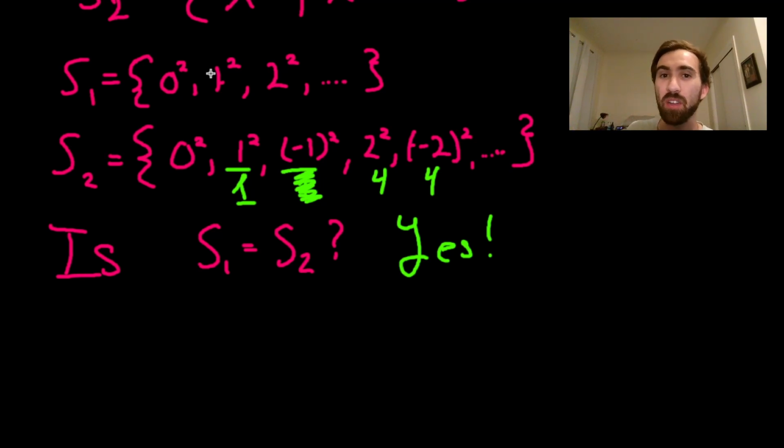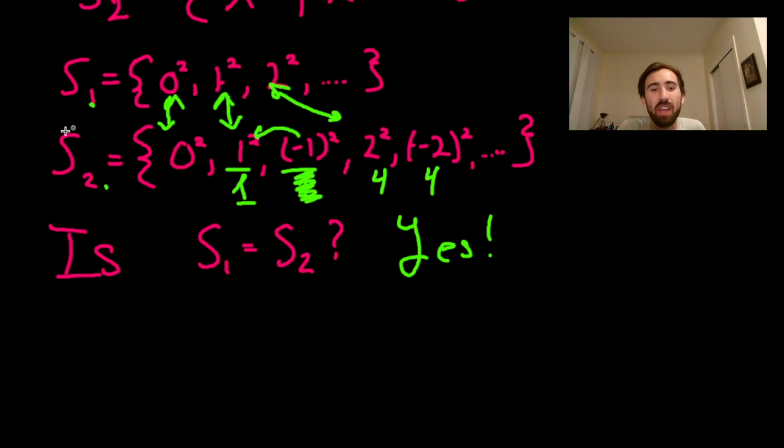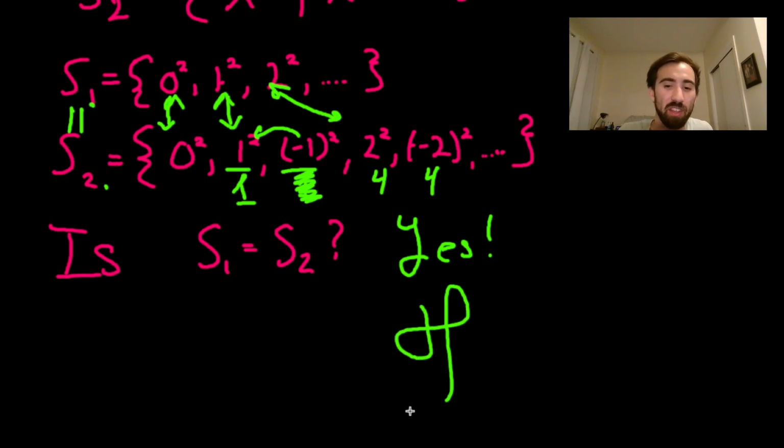Using the axiom of extensionality, all we need to know is whether every item inside of S1 is inside of S2 and vice versa. Well, is 0 squared inside of S2? Yes. Is 1 squared inside of S2? Yes. Is 2 squared inside of S2? Yes. And by vice versa, you could say the same exact thing. -1 squared is just 1. Since -1 squared is just 1, we don't keep track of it. S1 and S2, therefore, must be equal to each other. QED.